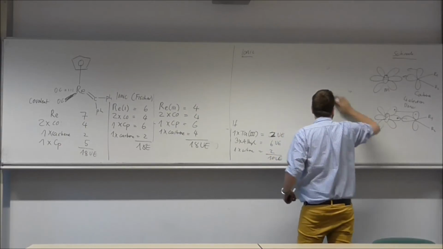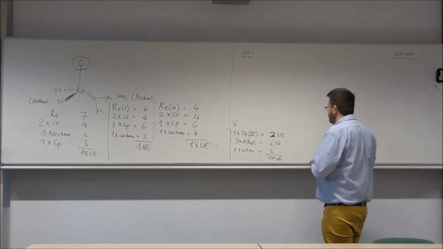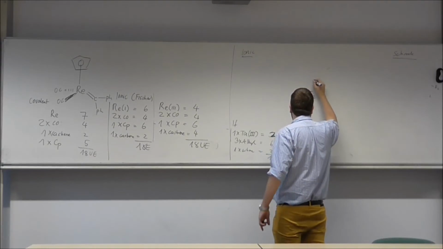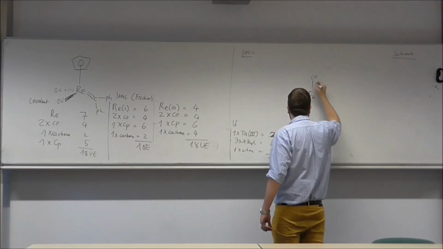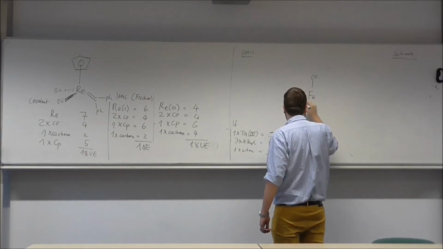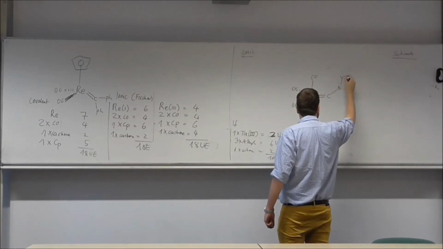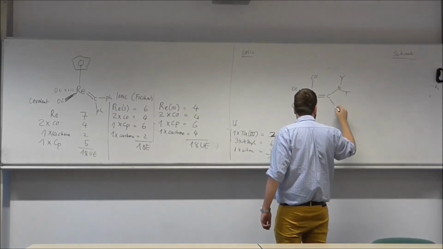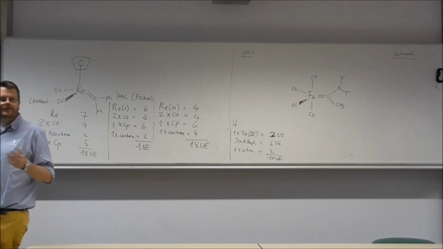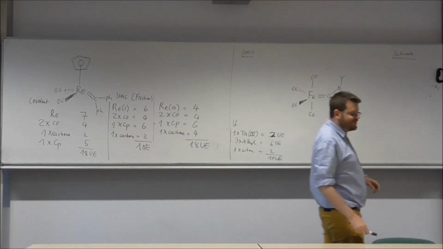Let us suppose, what about this one? For argument's sake, this is an iron carbene, a hypothetical one. Right. That's a carbene. So how are we going to proceed? Let's count it covalently.